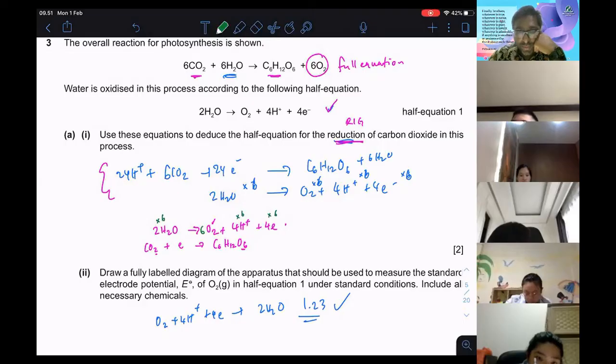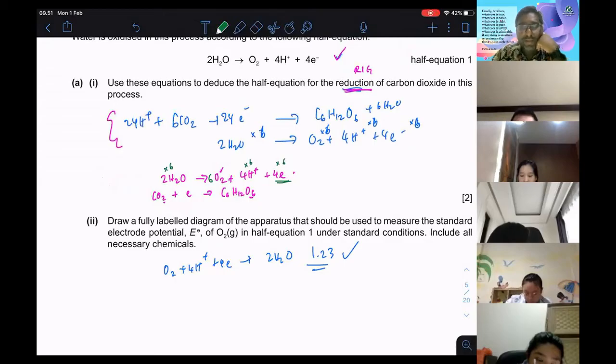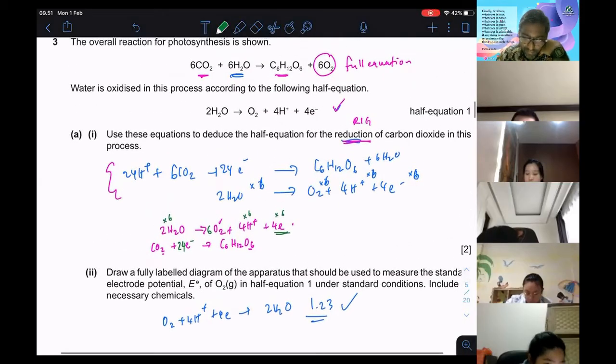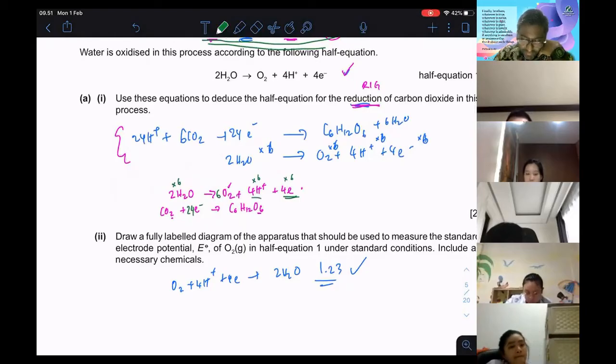And it is important to eliminate all the electrons. So 6 times 4 is 24, which means this is going to be 24 electrons. I need to get that eliminated. And there is no H plus in the main reaction. I have H plus here, so this H plus must be eliminated. So 6 times 4 is 24 H plus. So automatically this one will be 24 H plus, which must be eliminated. So I just put 24 H plus.